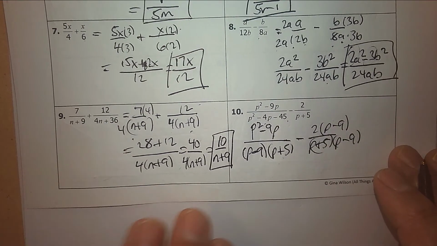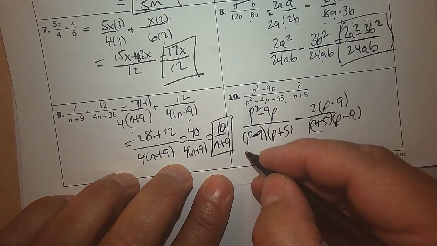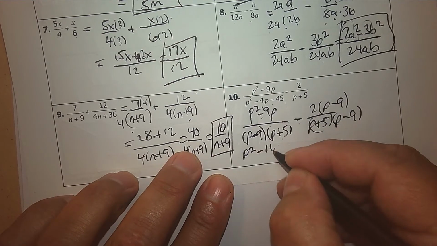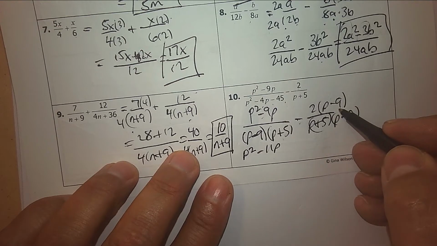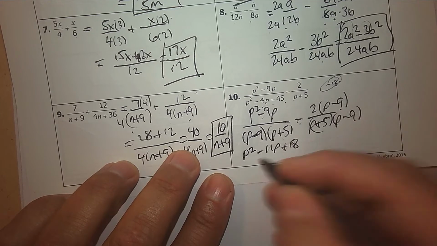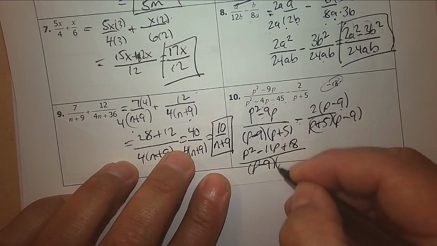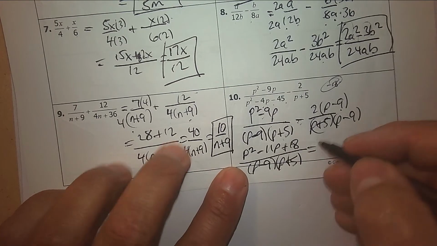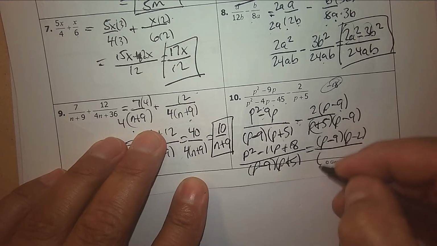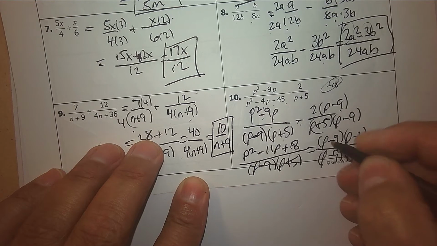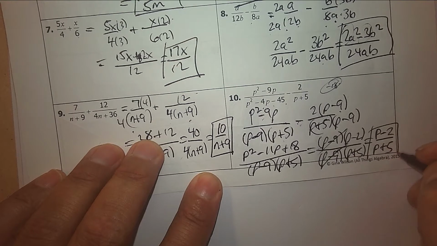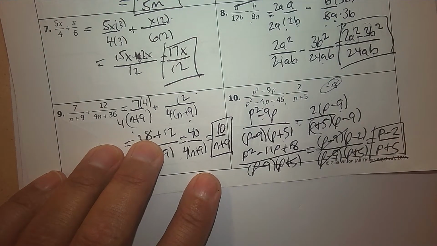Now I can combine this together. So I have p squared, negative 9 subtract 2p. So that's negative 11. And then 2 times negative 9 is negative 18. So a negative and a negative makes it plus 18. Same denominator. The numerator can factor to negative 9 and negative 2. And then you strike out what matches, and you're left with p subtract 2 and p plus 5. All right, turn the page.